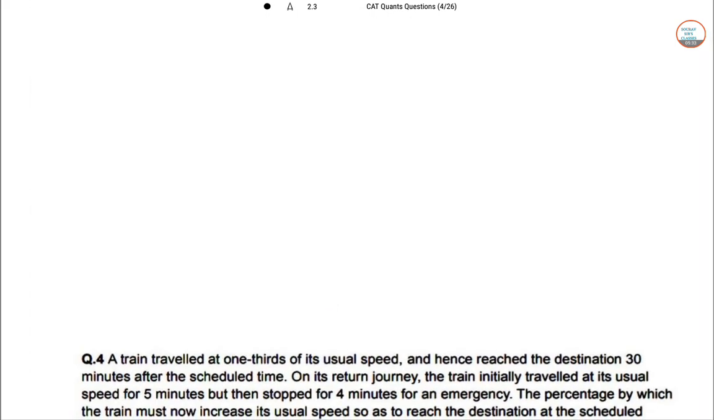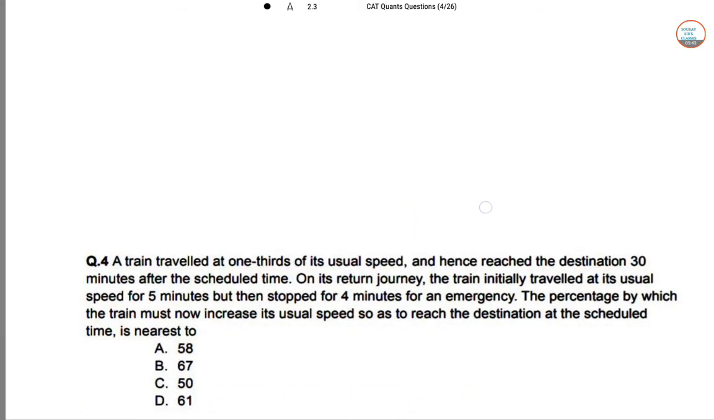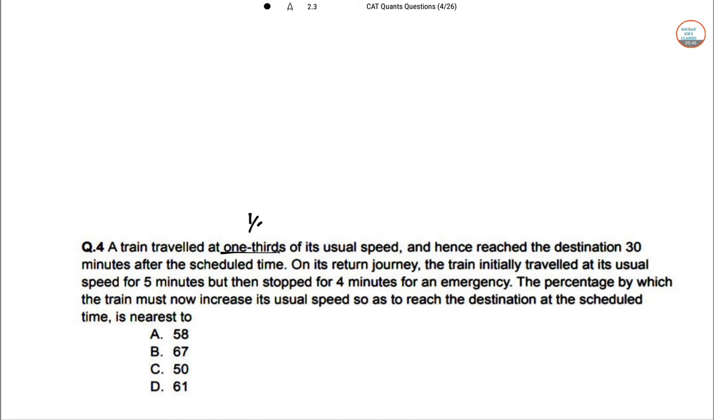Next, a train traveling question. A train travels one third of its journey at its usual speed, hence reaches the destination 30 minutes after the scheduled time. On its return journey, the train initially travels at its usual speed for 5 minutes, but then stops for 4 minutes for an emergency. By what percentage must the train now increase its speed in order to reach the destination at the scheduled time? The speed is not provided, so we have to assume a lot of things.